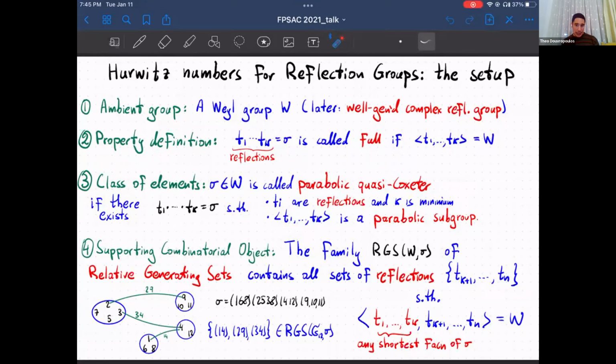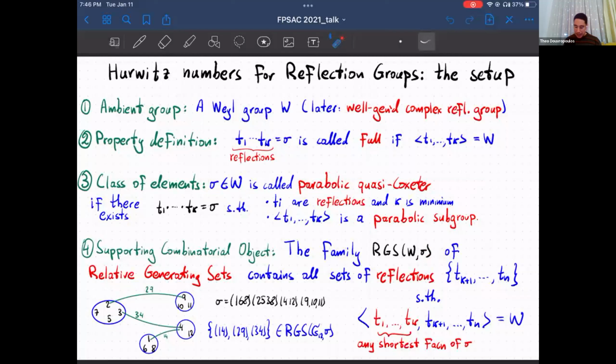An important object that appears here that generalizes this idea that I was talking about, connecting the cycles of the permutation with a relative tree. This is a relative generating set of reflections. So you start with your permutation sigma, or with your element sigma, and you consider sets of reflections that if you add them to a reduced factorization of sigma, you get a collection that generates the whole group. So they're relative generating sets because they also need a reflection factorization of sigma to become truly generating sets.